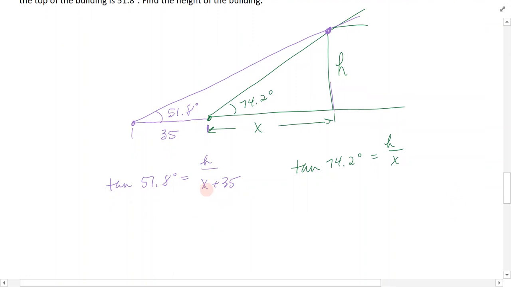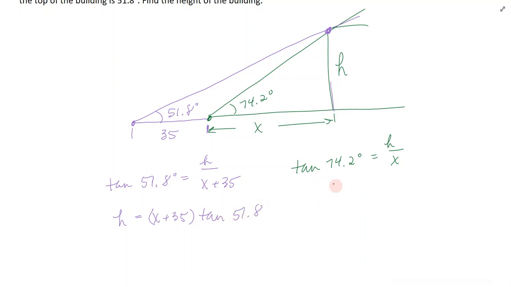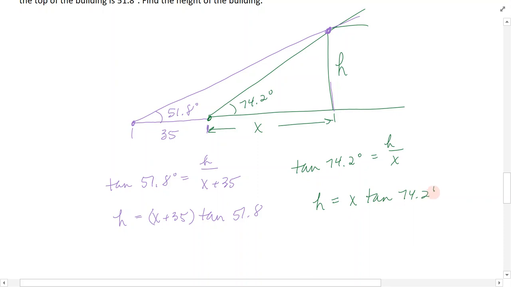Now, if I'm ultimately trying to find out what the height of the building is, I need to recognize here that I have two equations. Both equations have height in the numerator of their fractions. So let's solve both equations for h. In the purple equation, we can say that h would be equal to x plus 35 times the tangent of 51.8. And in the green equation over here, we would have h equal to x times the tangent of 74.2 degrees.